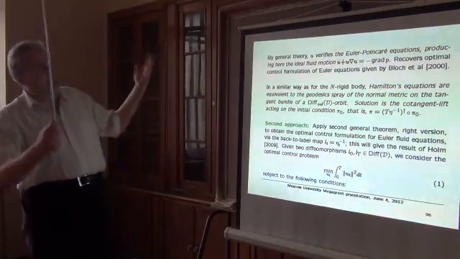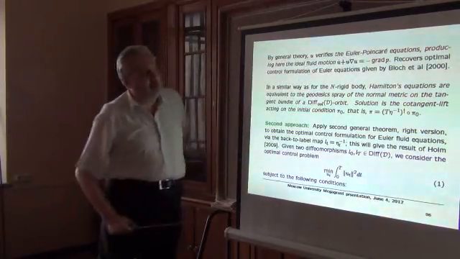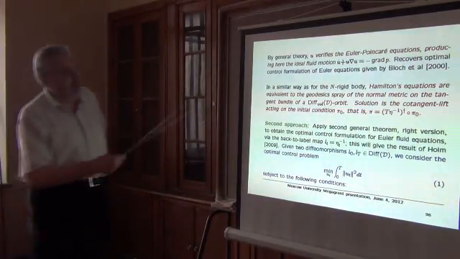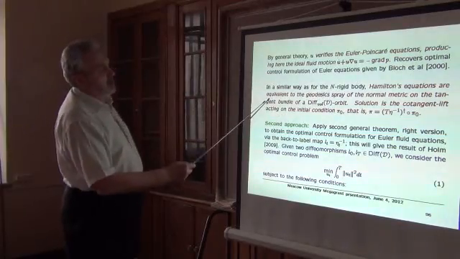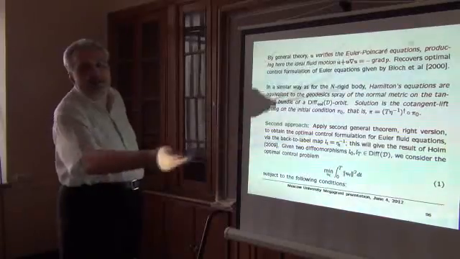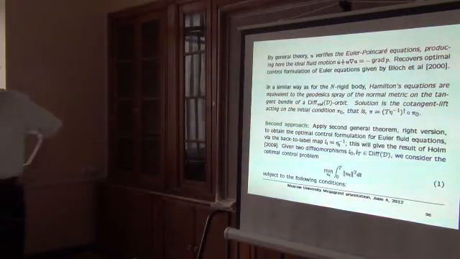And we know, by general theory, that you must verify the Euler-Poincare equation, producing here the ideal fluid motion. Exactly as in the rigid body motion, Hamilton's equations are equivalent to the geodesic spray of the normal metric of the tangent bundle, etc. Right? Very, very clear.